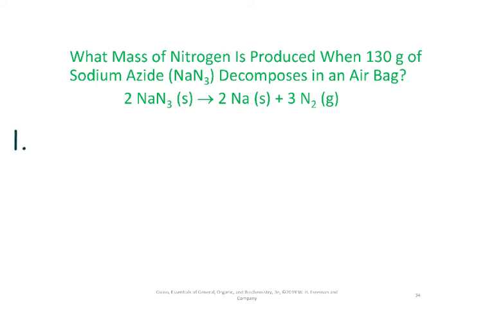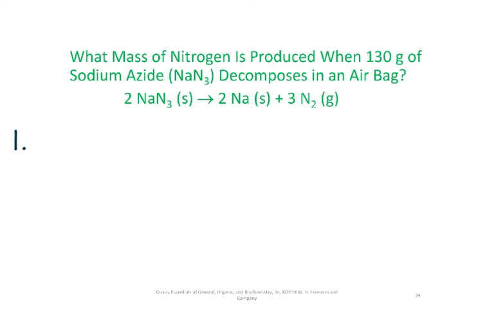So step 1, well, let's just think about what we're doing here, right? We're going from the mass of sodium azide to the mass of nitrogen. And so we need to get to moles, right? So we need to convert NaN3 to moles from mass.